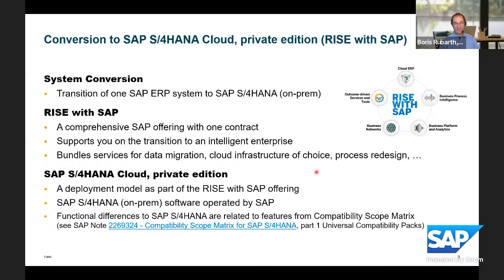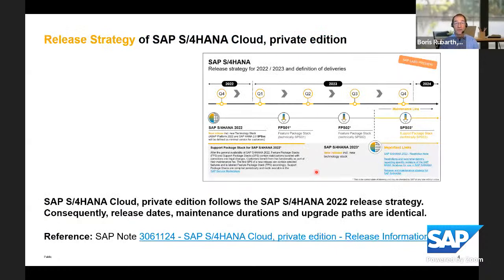That is kind of a starting page on the naming. And now concerning the release strategy, you see a preview here of the release strategy of SAP S/4HANA 2022 that is expected most probably in this month, with the usual schedule that we will have a feature package stack 1, feature package stack 2, things like that. Now the release strategy of SAP S/4HANA Cloud Private Edition is the same. It follows the same release strategy concerning the feature package stack concept, the delivery, and all that part. So release days, maintenance durations, upgrade path are identical.